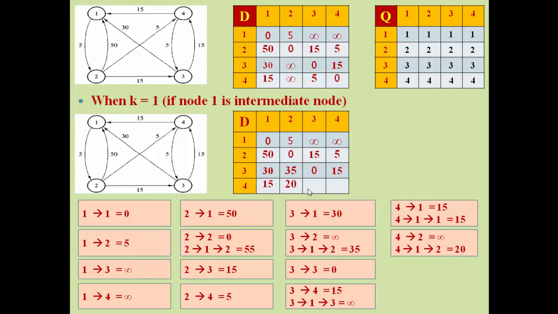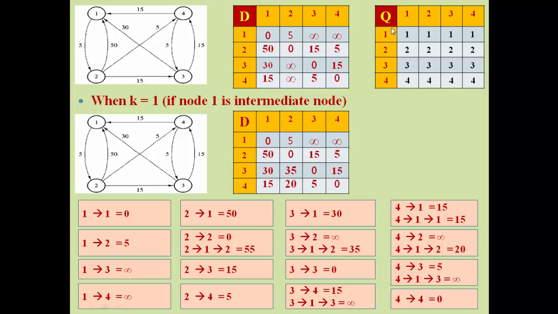Now 4 to 3, there is a direct distance of 5, and we can consider 1 as an intermediate node, but we cannot reach from 1 to 3 because there is no direct path from 1 to 3. So the direct distance from 4 to 3 is 5, and it is the minimum distance, so we put 5 there. Last, 4 to 4, definitely it is 0. In this way we fill different values inside our capital D matrix when we consider 1 as an intermediate node. Now our next step is to update our Q matrix.